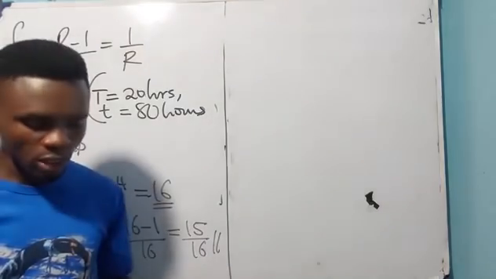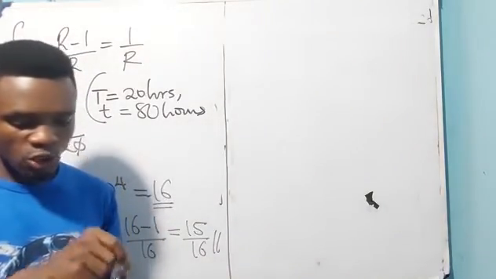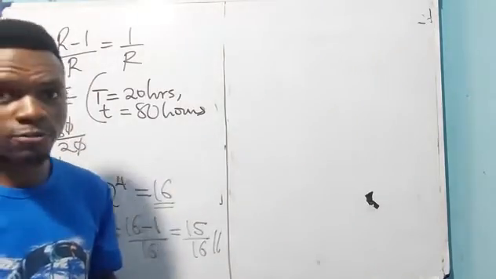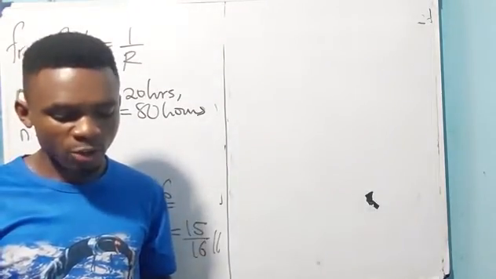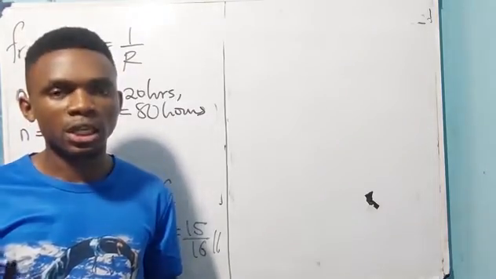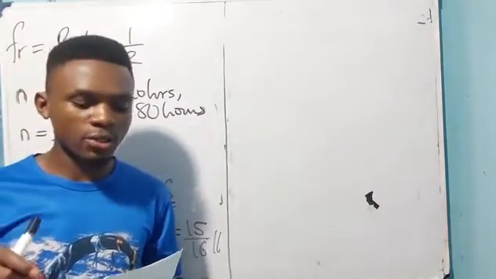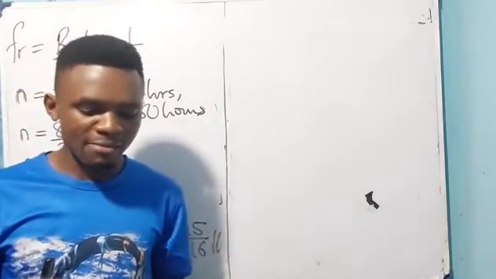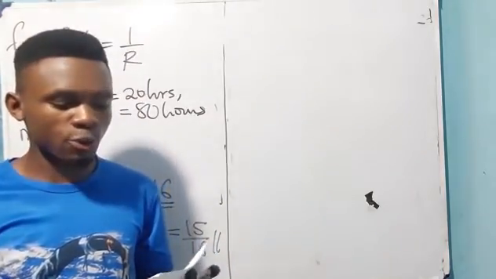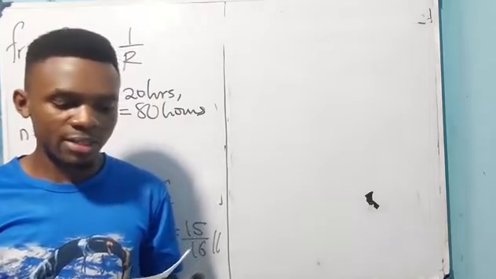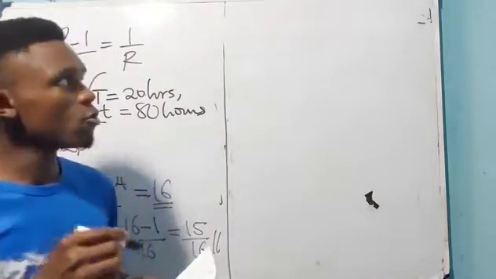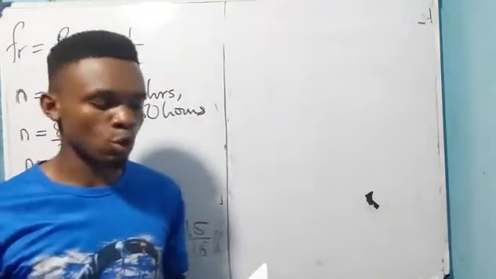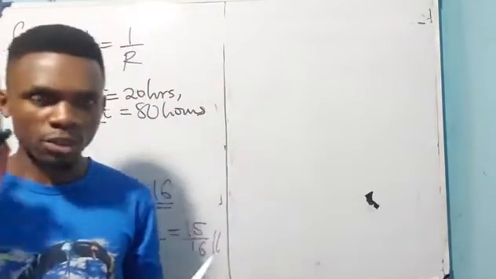Now, the next question says, in 24 days, hope you are writing. Right. In 24 days, a radioisotope decreases in mass from 64 gram to 20 gram. From 64 gram to 20 gram.